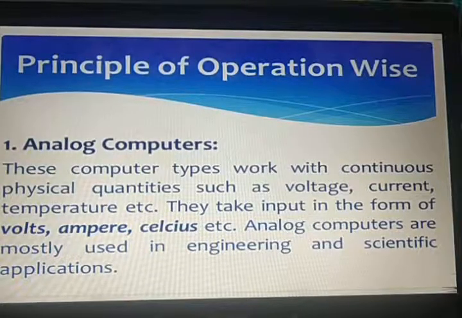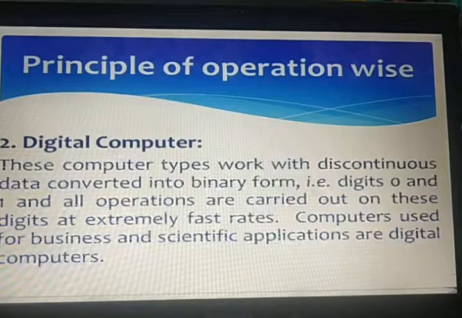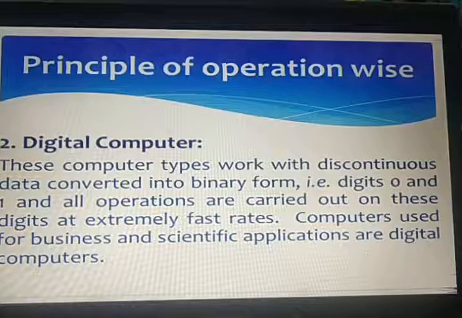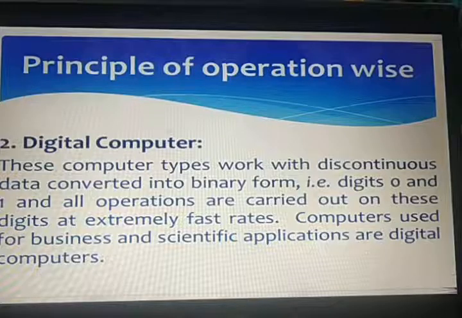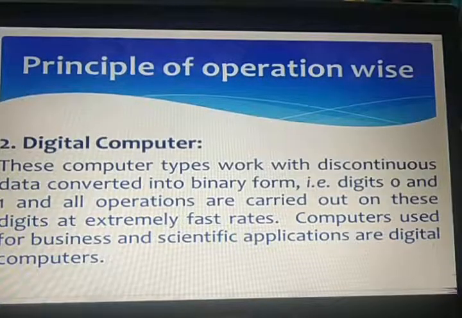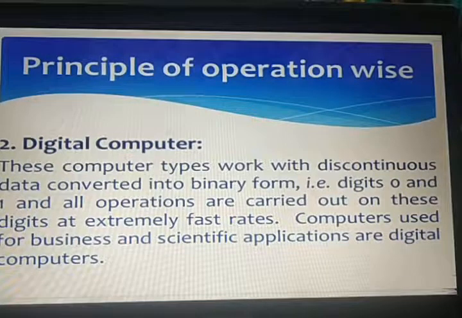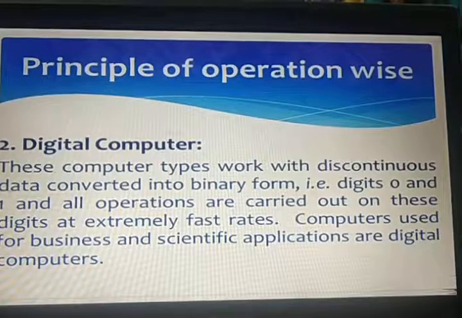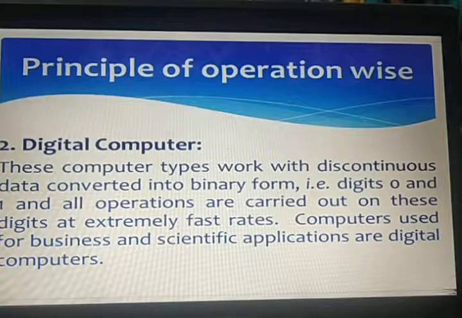The next one is digital computer. This computer type works with discontinuous data converted into binary form, that is, digits 0 and 1, and all operations are carried out on these digits at extremely fast rates. Digital computers are much faster than analog computers and far more accurate. Computers used for business and scientific applications are digital computers. Digital computers come in a variety of forms based on their configurations.